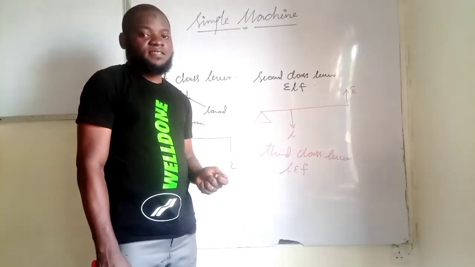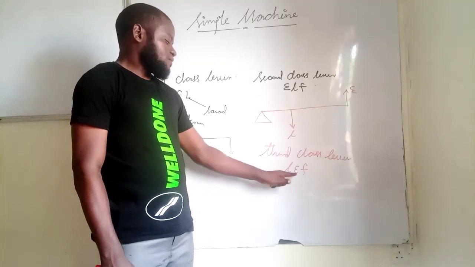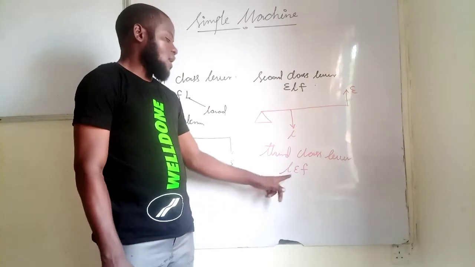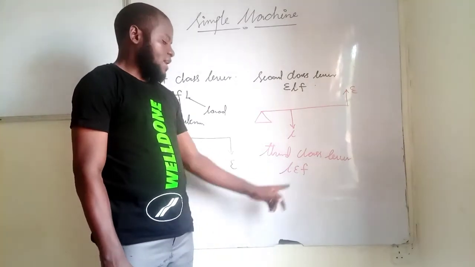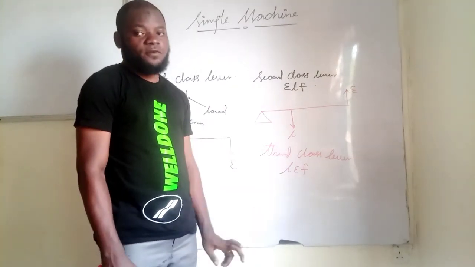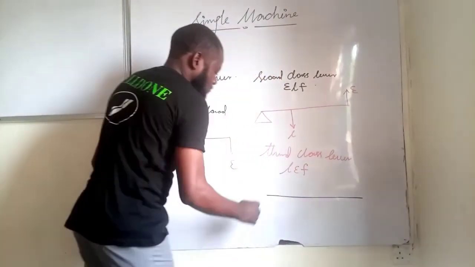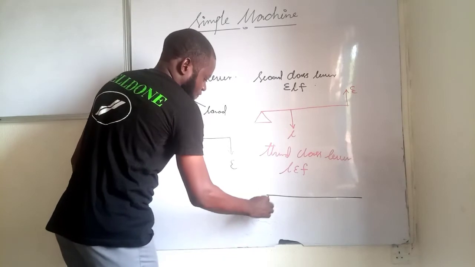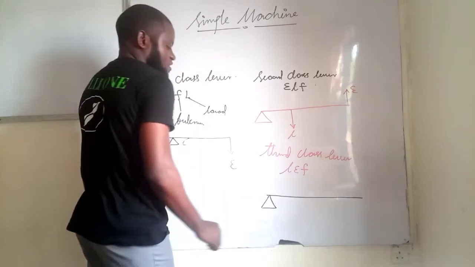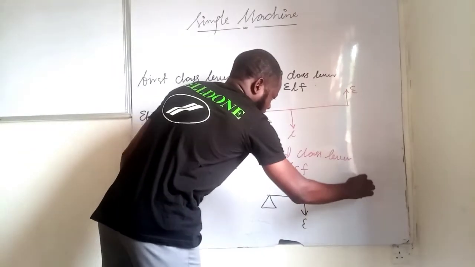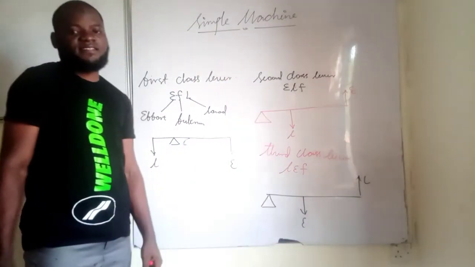The second characteristic is that the load and the effort are on the same side. And the third characteristic is that effort is closer to the fulcrum. Thus, if I have this to represent it, I have my fulcrum here. So if this is my fulcrum, here will be my effort, and this will be my load. Do we understand that now?